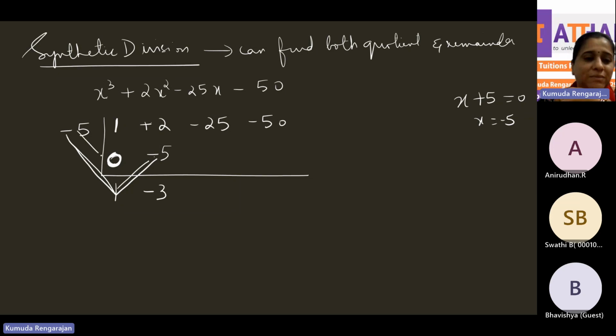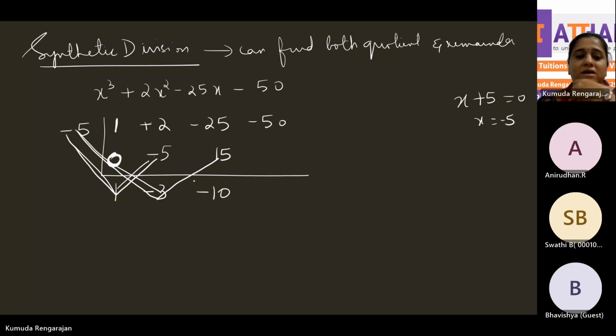Now, multiply. Minus 3 into minus 5 is plus 15. Minus 25 plus 15 is minus 10. Minus 5 into minus 10 is plus 50. Minus 50 plus 50 is 0.